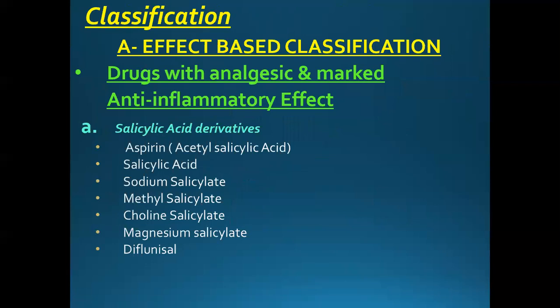Now, what is the classification? Classification is actually effect-based, that is, what is the main effect of these drugs. The drugs with analgesic and marked anti-inflammatory effects are known as salicylic acid derivatives. Aspirin is the prototype drug within this group, and we also call it acetyl salicylic acid. And then we have salicylic acid, sodium salicylate, methyl salicylate, and so on and so forth.